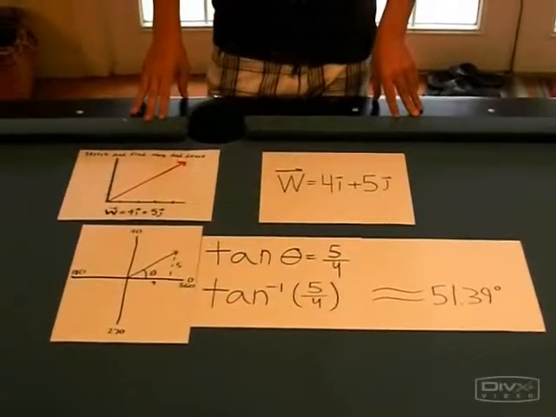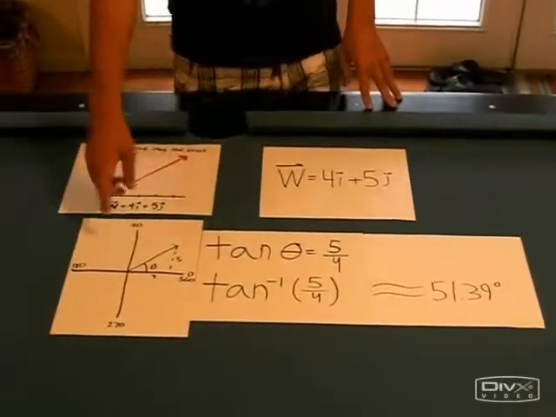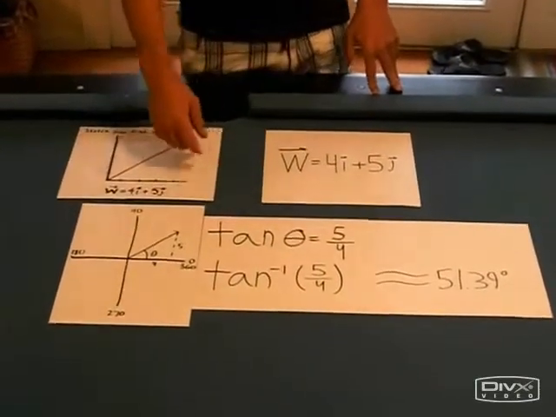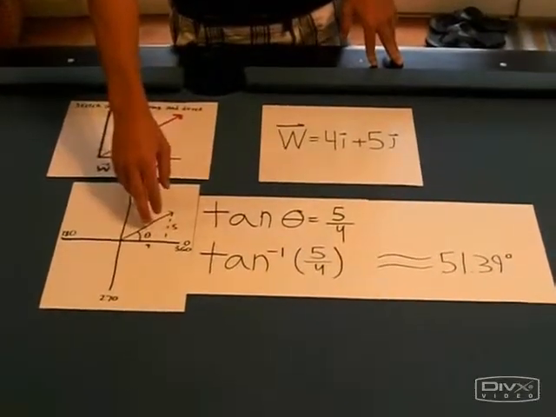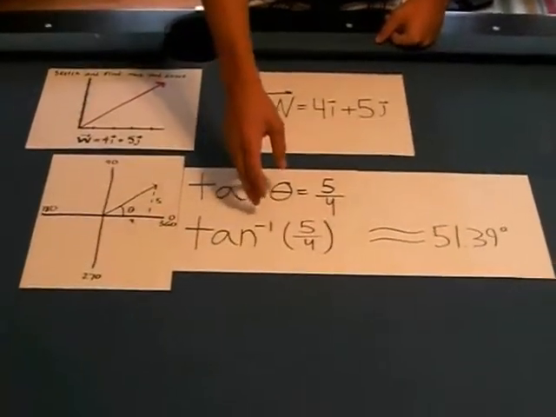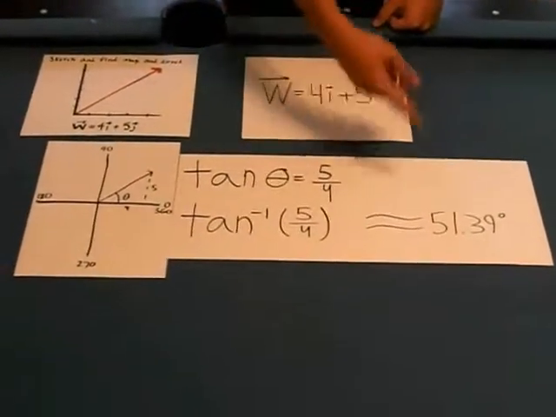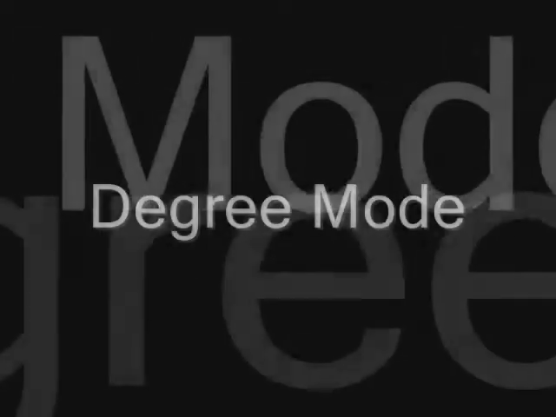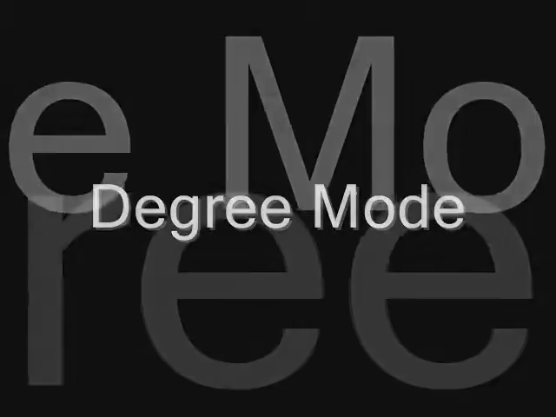Next, we're asked to find the direction of the vector. Here we have the graph of the vector, and we just simply need to find theta. To do that, we use tangent, which is opposite over adjacent, 5 over 4. To find the angle, you just do tangent inverse of 5 over 4, and that leads to approximately 51.39 degrees. And make sure your calculator is in degree mode for all this.